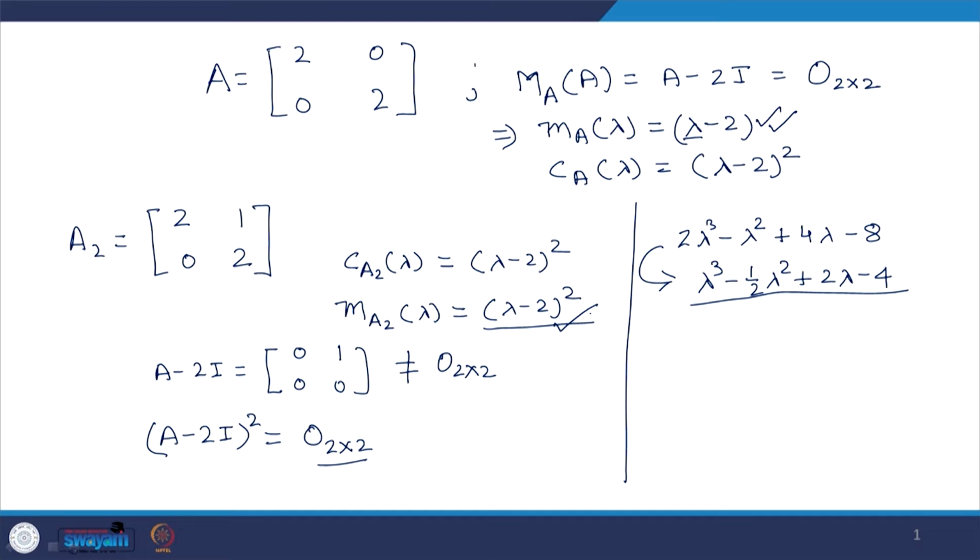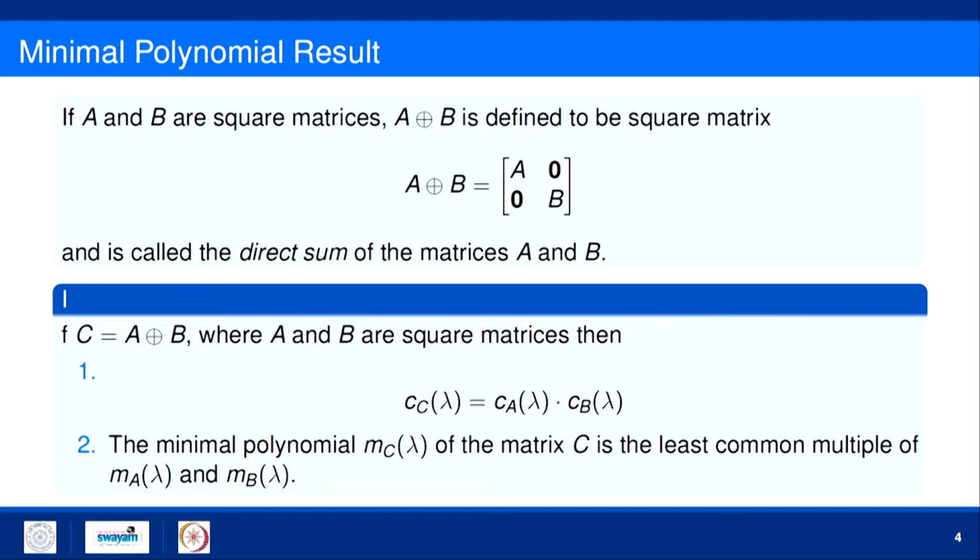I hope with these two examples the concept or definition of the minimal polynomial is clear to all of you. Now come to a very important result about minimal polynomials. If A and B are square matrices, then A direct sum B is defined to be the square matrix of this form, where the diagonal submatrices are A and B and the rest of the entries come from zero matrices of corresponding sizes. This A direct sum B is called the direct sum of the matrices A and B.